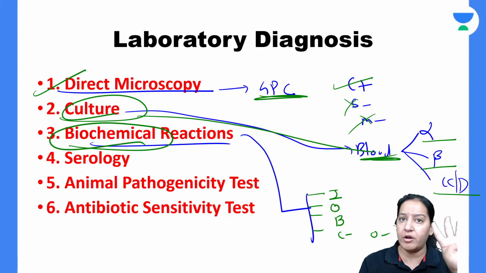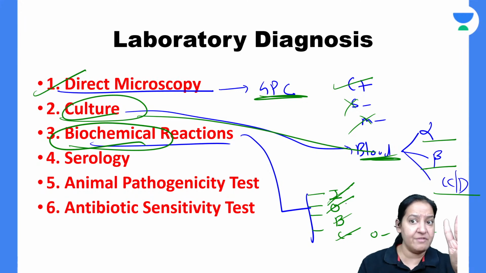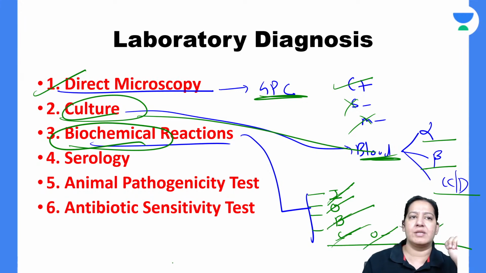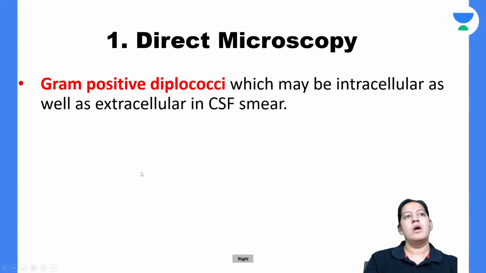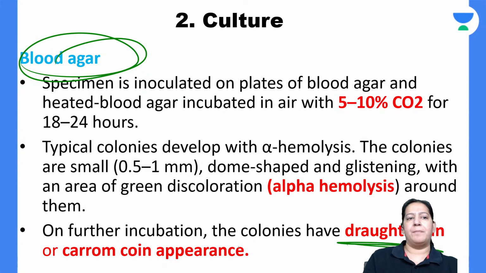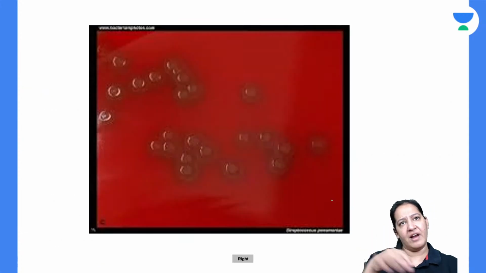Biochemical reaction, you cannot afford to miss the 4 biochemical reactions. Inulin fermentation, optochin sensitivity, bile solubility, and 3 things are negative: catalase negative, oxidase negative, urease negative. Serology, you will get antibodies, right? So let me show you. Direct microscopy, you know it is gram positive diplococci. Culture, blood agar. On blood agar you already know the Draughtsman appearance, carrom-coin appearance, initially alpha, later on beta.